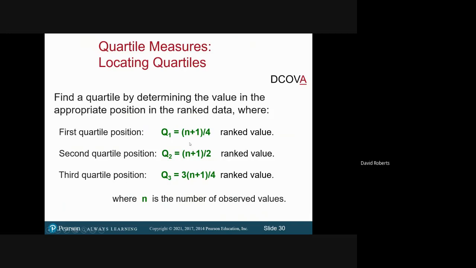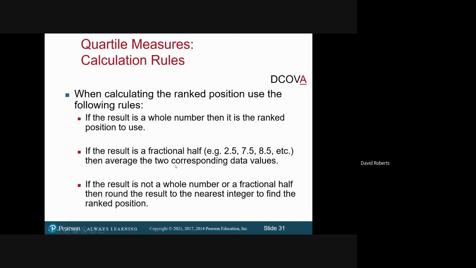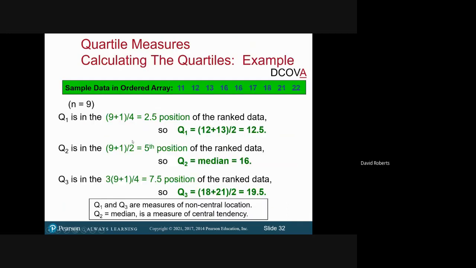So again, this is like what we did in probabilities, finding the position. So you can take n, which is the sample size, plus 1, divided by 4 for Q1, divided by 2 for the median, divided by 4 and multiplied by 3 for Q3, and it gives you the rank value. If you get an average, you average between the two data values because it gives you a position. So here's just some examples.